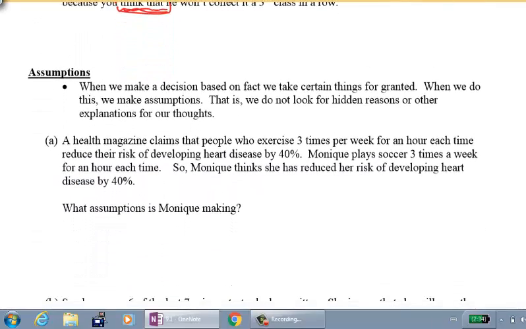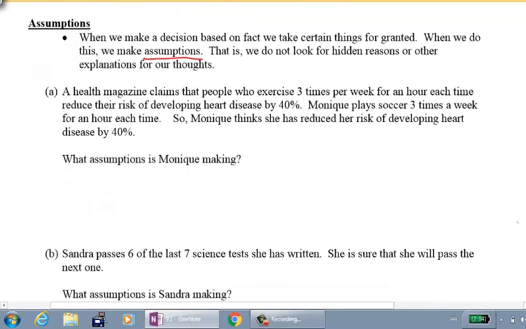So lastly, we talked about the different types of probabilities, but we also should talk about assumptions. So when we make a decision based on a fact, we take certain things for granted. And when we do this, we make what we call assumptions. That is, we do not look for hidden reasons or other explanations for our thoughts. So here's an example. The Health magazine claims that people who exercise 3 times per week for an hour reduce their risk of developing heart disease by 40%. Whoa! So Monique, she plays soccer 3 times a week. That's exercising 3 times a week for an hour each time. So therefore Monique thinks that she's reduced her risk of developing heart disease by 40%. So what assumption is Monique making?